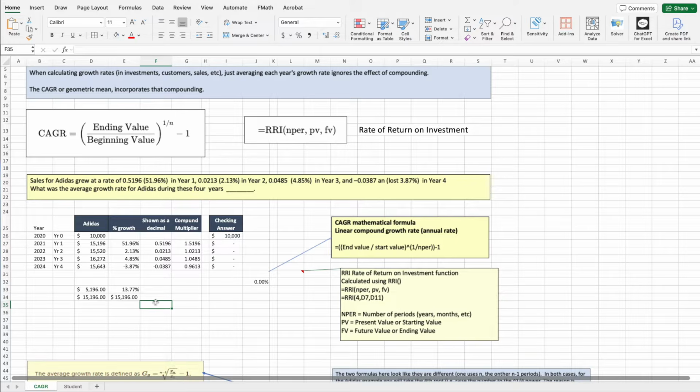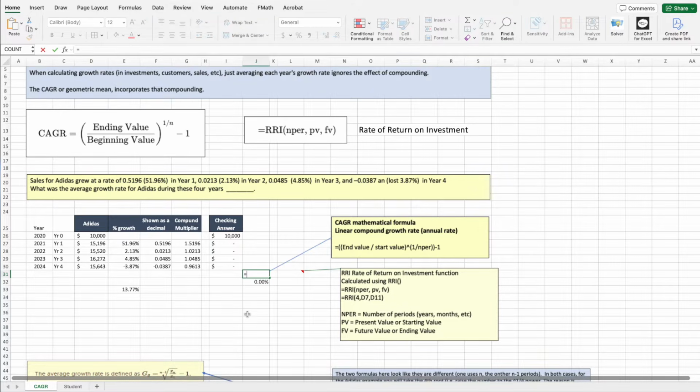Now, let's go ahead and use these formulas here to see what the real effect was. We see that we just averaged these values right here, and this is overstating what the annual growth rate really is. So we're going to go ahead and use the CAGR formula. We'll come in here and use the CAGR formula.